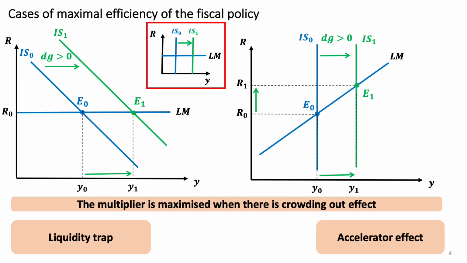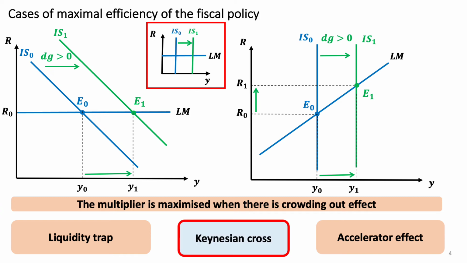The Keynesian cross is an extreme case that combines the two Keynesian cases and which gives a complete efficiency of fiscal policies. Be careful, once again, remember that we are here in the short term with fixed prices and wages. Our conclusions will change later when we deal with flexible prices and wages.